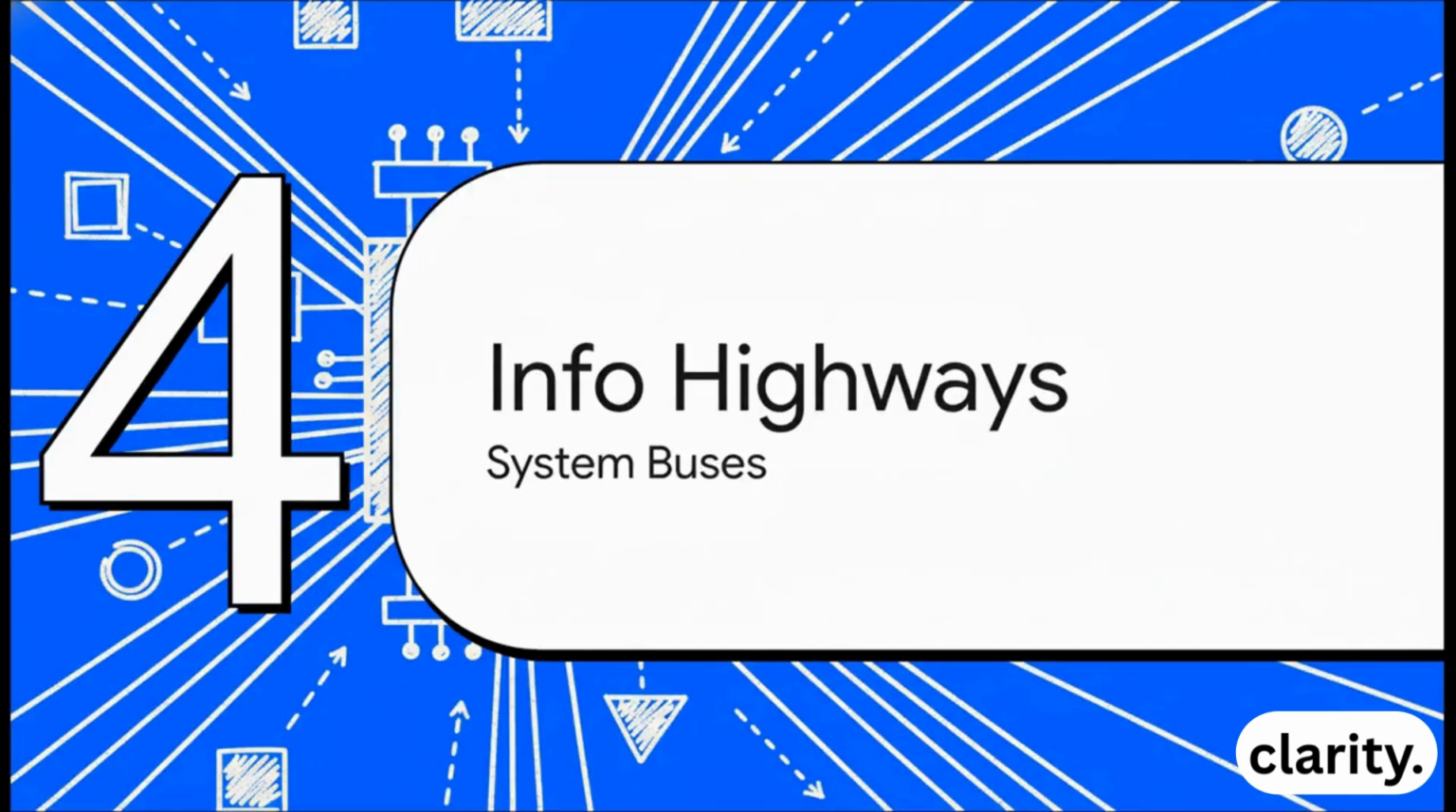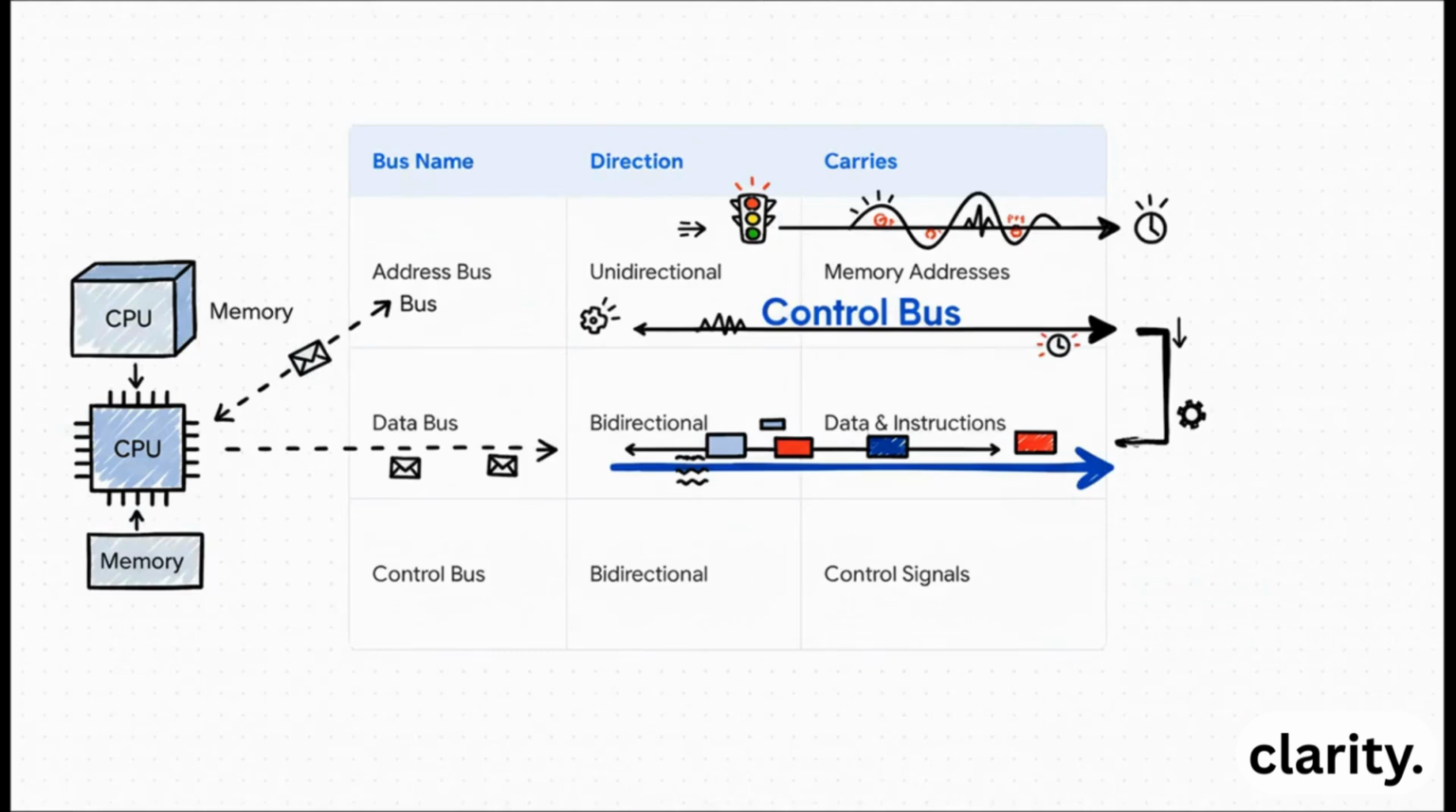Okay, so we've built the headquarters, the workspace, and the notepads, but they're all pretty useless if they can't communicate, right? Well, they're all connected by a set of electrical pathways called system buses. Just think of these as the information highways that connect all the different parts of our little computer city. And here's how the traffic flows. The address bus is a one-way street, running from the CPU out to memory. It only carries the postal address of where information needs to go.